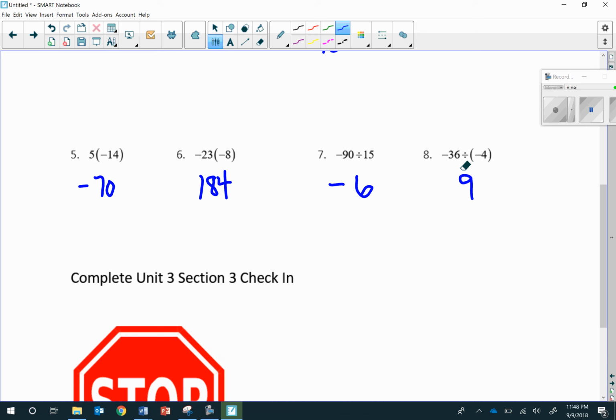So that concludes the Section 3, Unit 3 notes. Again, if you have any questions about how to use inverse operations, whether it's addition or subtraction or multiplication or division, be sure and ask your teacher, as we want you to be confident using these skills moving forward.